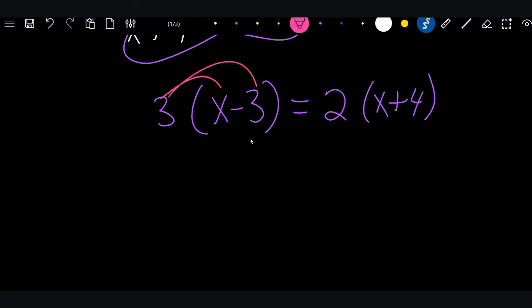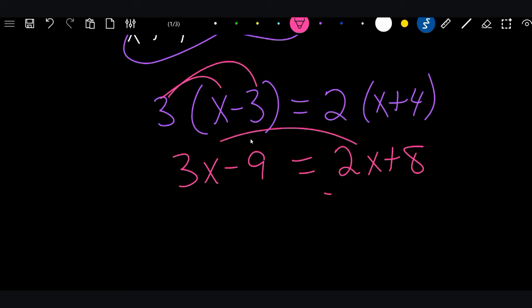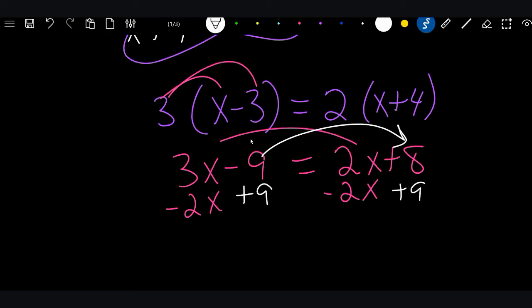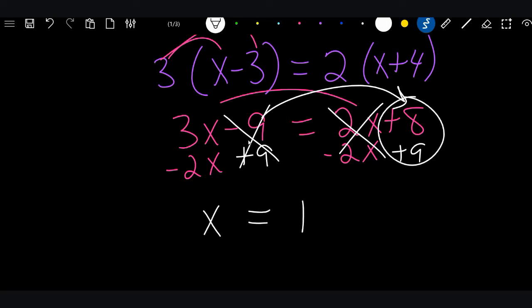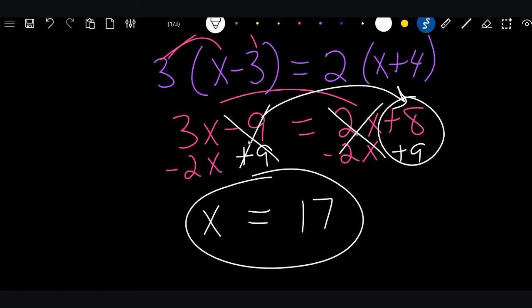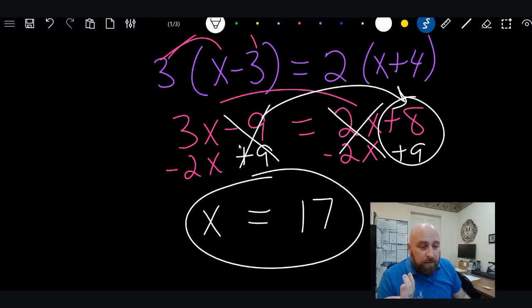What we're going to want to do is go ahead and distribute that. So 3x minus 9 equals 2x plus 8. We'll move this over here: minus 2x, minus 2x. We'll move this over here: plus 9, plus 9. So this is going to cancel, this is going to cancel, and this is going to give us 3 minus 2 is x equals, and that would be 17. That would be our answer right there. Okay, so that's not too bad. Like I said, we've done that a while, and you should be able to handle that.